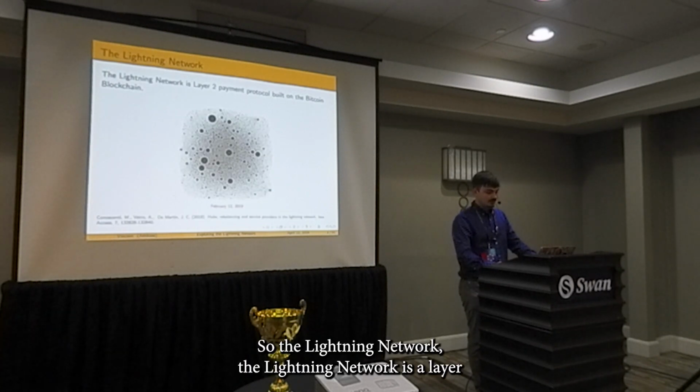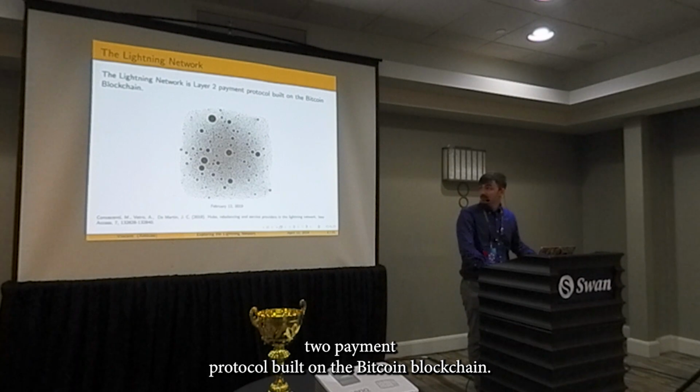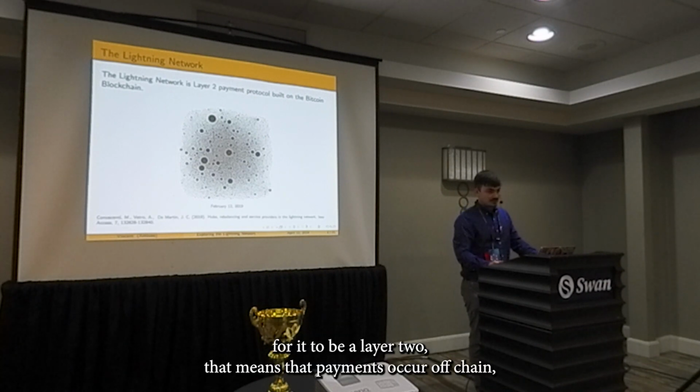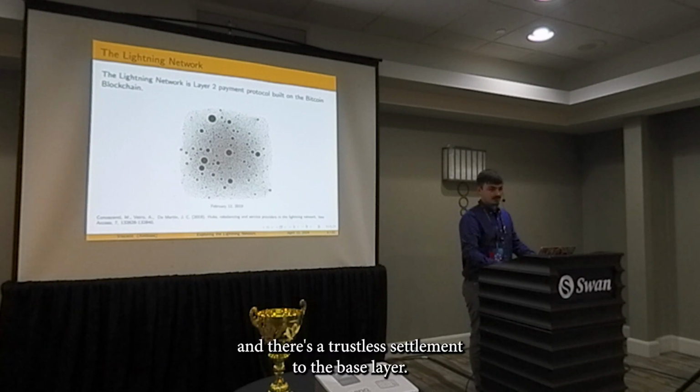So the Lightning Network. The Lightning Network is a layer 2 payment protocol built on the Bitcoin blockchain. For it to be a layer 2, that means that payments occur off-chain and there's a trustless settlement to the base layer.